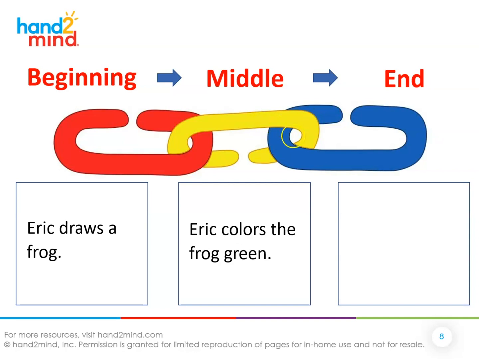Now, let's touch our blue link as we tell about what event happened at the end of the story. First, Eric draws a frog. Next, Eric colors the frog green. And last, Eric shows his mom the picture.